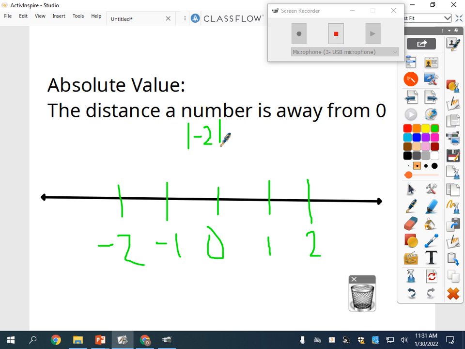It's kind of like the number goes in jail. So if you look at this, here's -2 right here. -2 is 2 units away from 0, so the absolute value of -2 is 2. If I did the absolute value of 1, 1 is 1 unit away from 0, so the absolute value of 1 is 1. It's just the distance a number is away from 0.